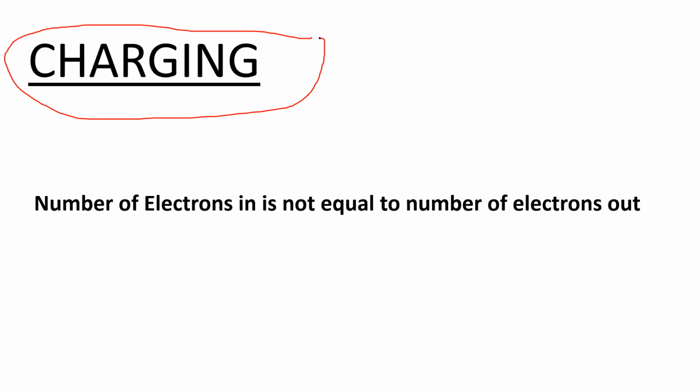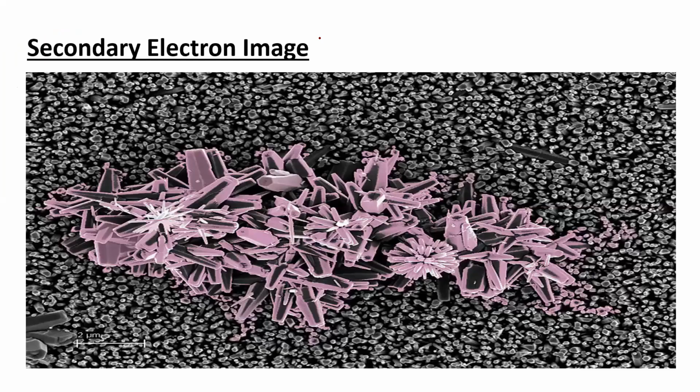Most SEM images are produced by collecting secondary electrons. So this is a secondary electron image. This image is a secondary electron image of zinc oxide nanowires and nanoflowers. You can see the nanowires and nanoflowers.